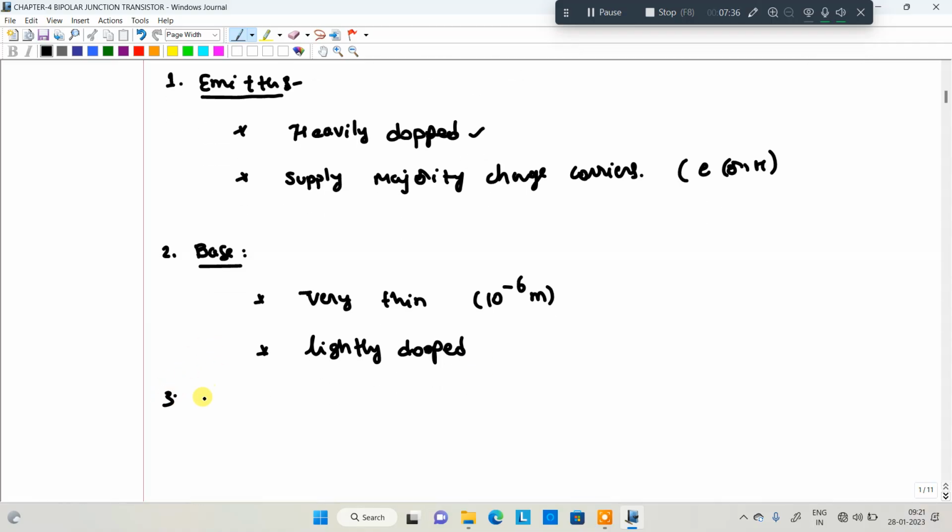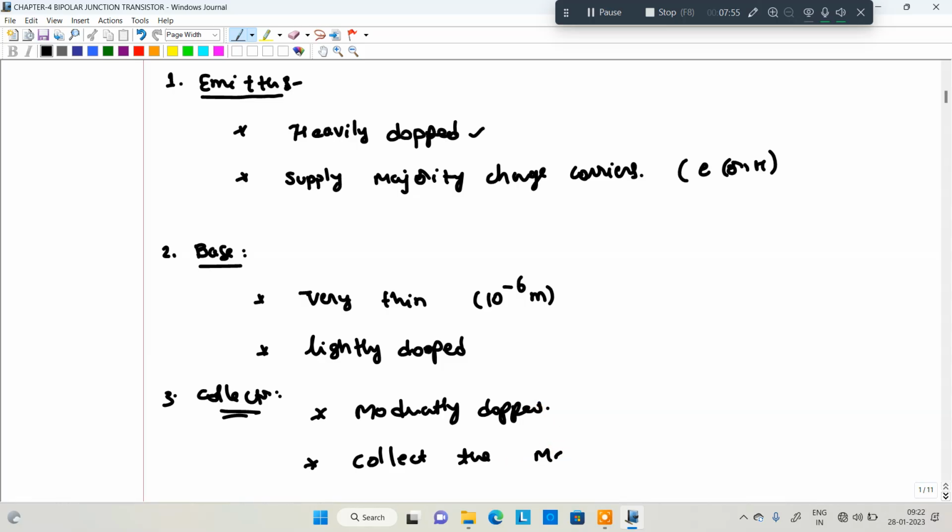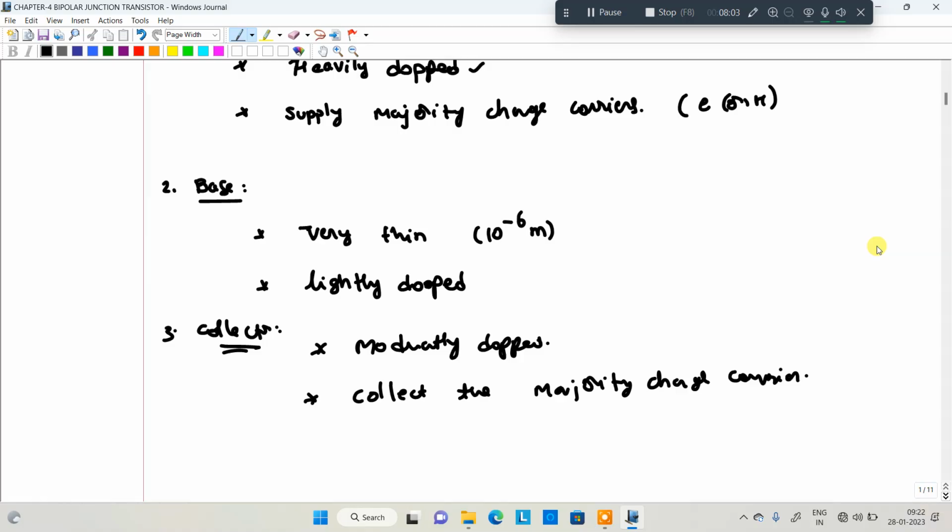Coming to the collector, it is moderately doped. But the thing you need to remember is that the collector collects the majority charge carriers. If you want to collect more majority charge carriers, how to design this layer? This layer is physically larger.